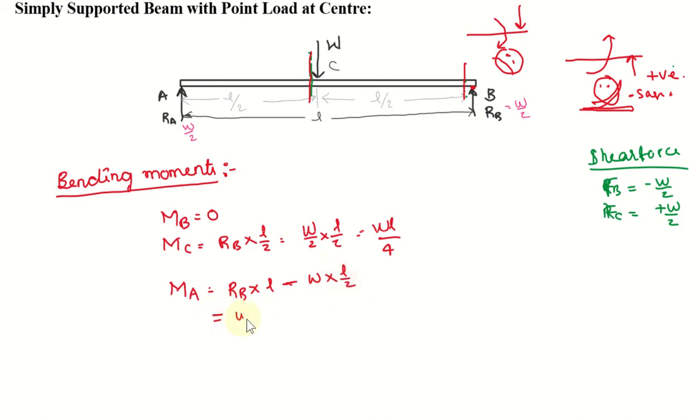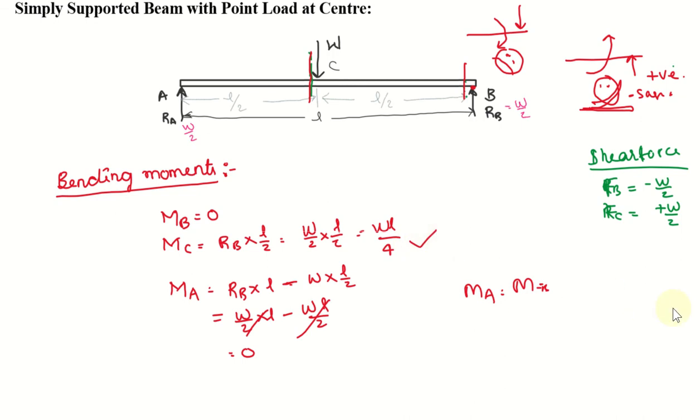So what is RB here? W by 2 into L minus WL by 2. So that is 0. Or I can conclude that the bending moments at the supports of a simply supported beam will be 0. MA is equal to MB is equal to 0. For this case, the maximum bending moment occurs at the center, that is WL by 4.